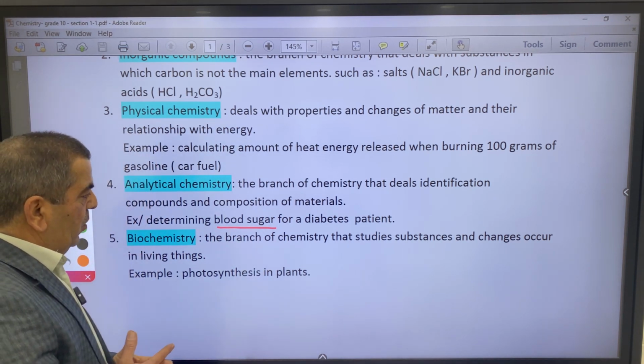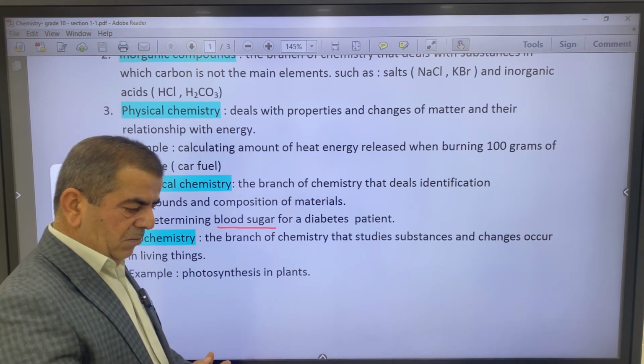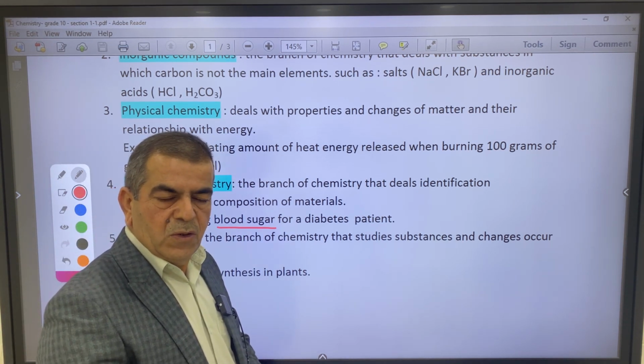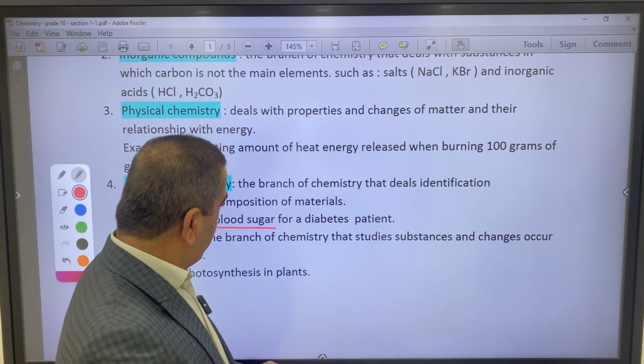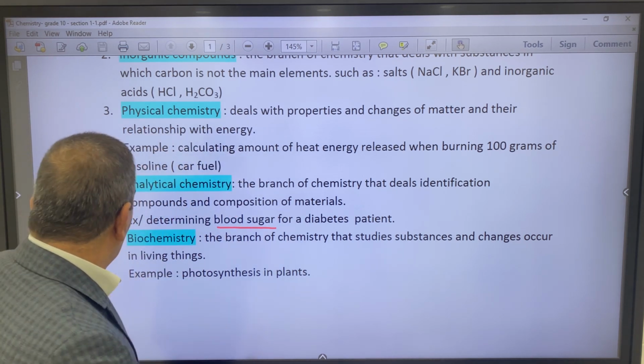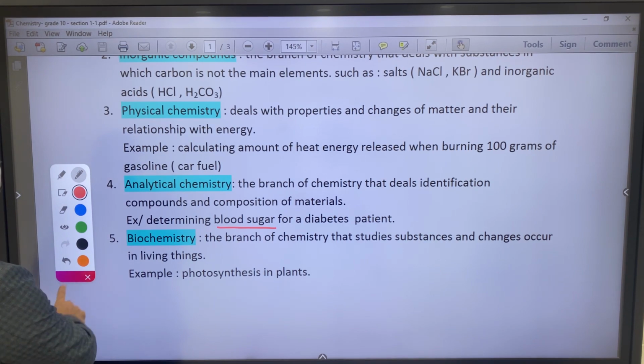Also, we have many of them. For example, determining the urea in a patient's blood is another application of analytical chemistry. Okay, now let's move forward.